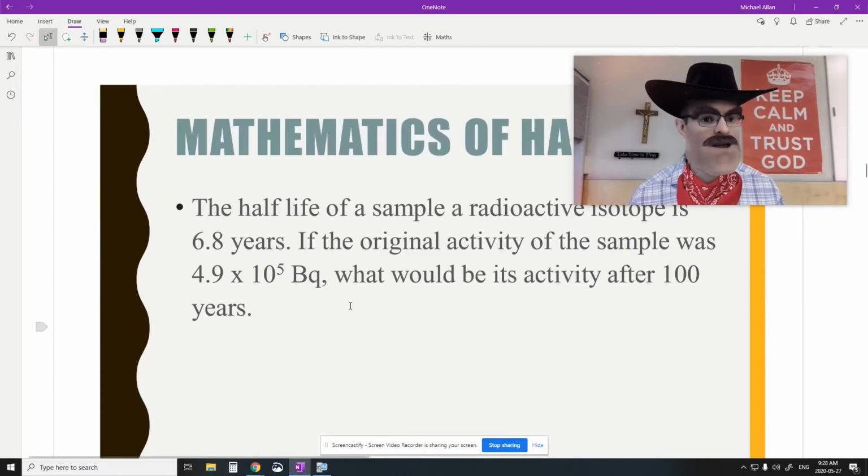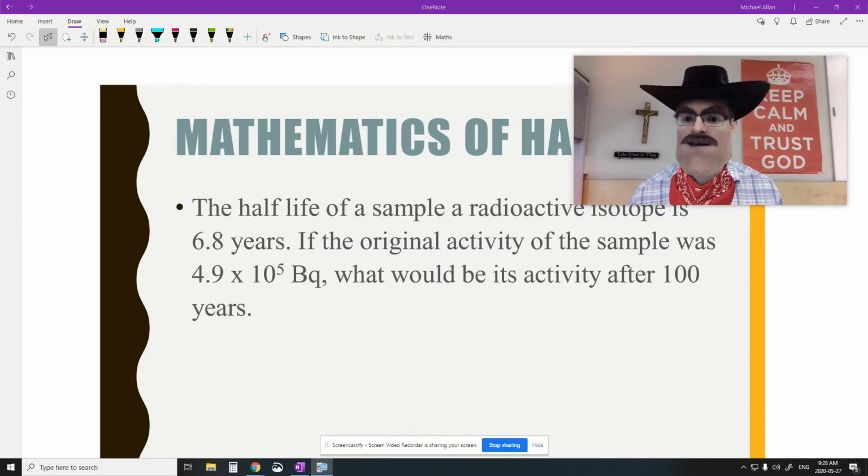Okay, so another one here. This one, they tell us the half-life is 6.8. Its activity is 100 years. So 100 is not a multiple of 6.8. I can double check that. 100 divided by 6.8 is 14.7, so it's not quite 15 half-lives.